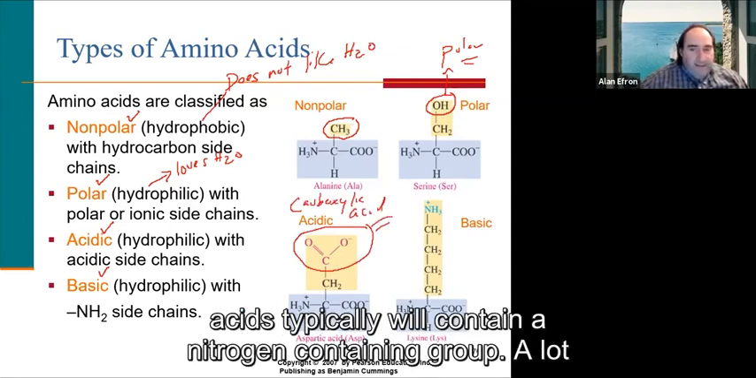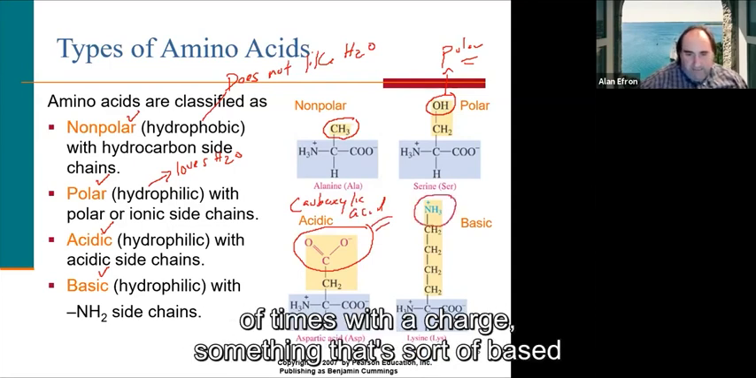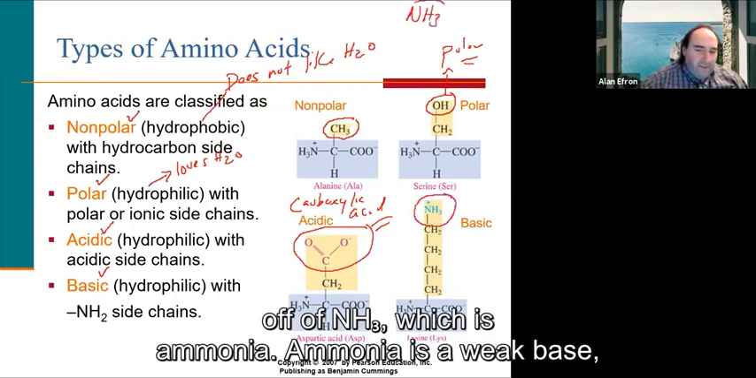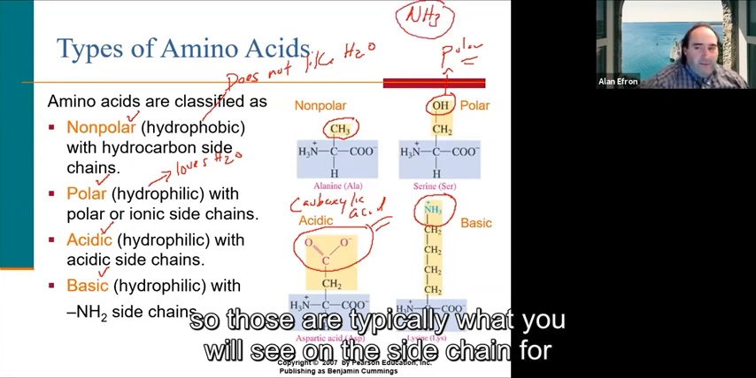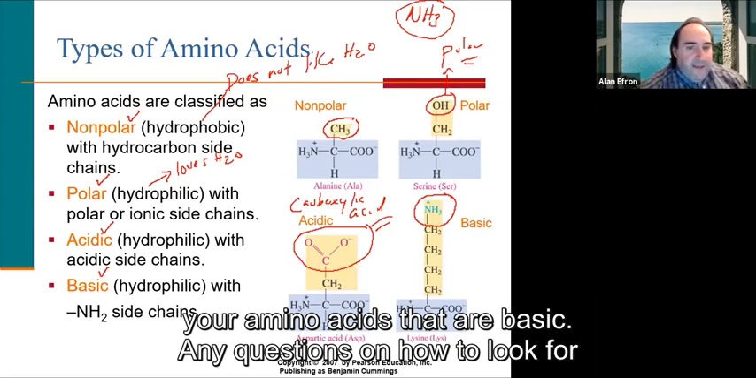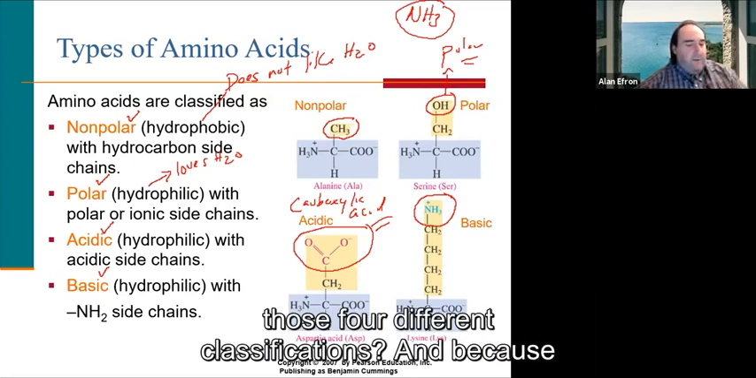And basic amino acids typically will contain a nitrogen containing group, a lot of times with a charge, something that's based off of NH3, which is ammonia. Ammonia is a weak base. So those are typically what you will see on the side chain for your amino acids that are basic. Any questions on how to look for those 4 different classifications?